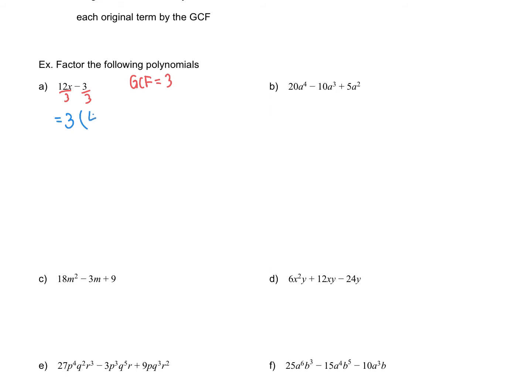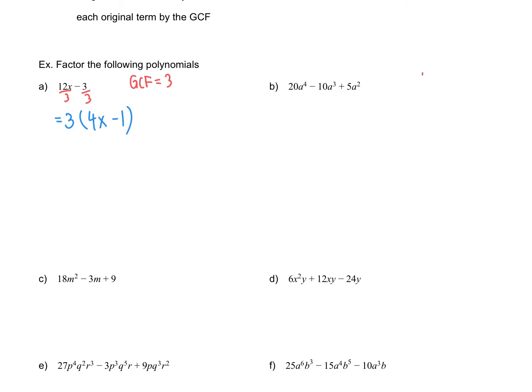12x divided by 3 is 4x, and negative 3 divided by 3 is negative 1. Make sure you write the negative 1 because anything divided by itself is 1. Don't just close your bracket after 4x. If you start with a binomial, you have to have a binomial in the brackets as well. All right, and that would be it.